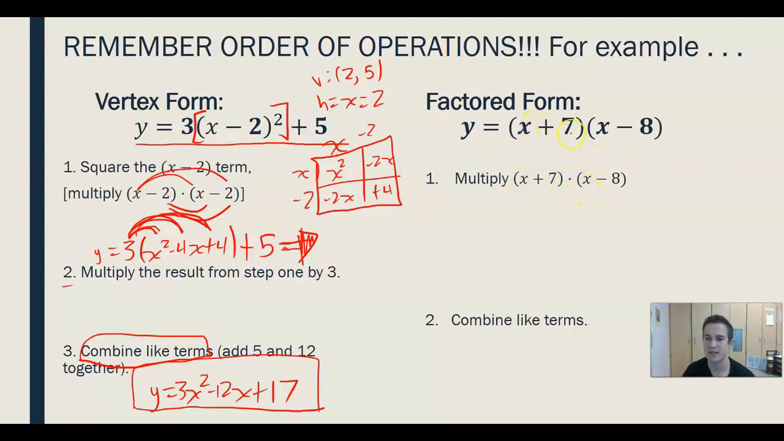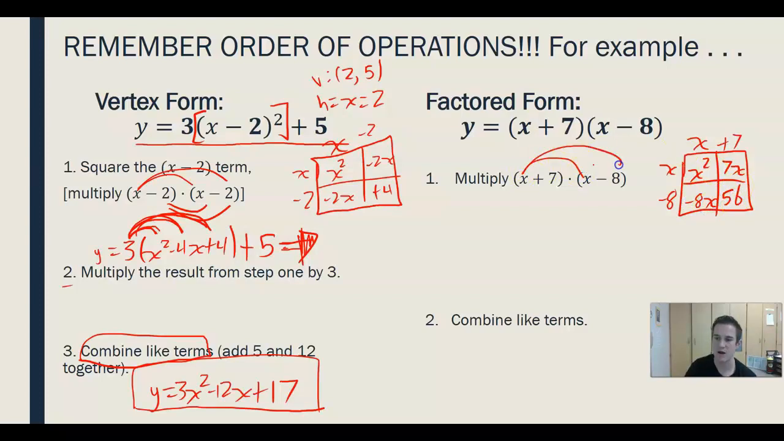Well, I have x plus 7 times x minus 8. They're being multiplied, so let's multiply them together and simplify this out. So again, you could either use the box method, x plus 7 times x minus 8. X times x is x squared. X times 7 is 7x. X times negative 8 is negative 8x. Negative 8 times 7 is negative 56. Or if you use the rainbow method, you could do x squared minus 8x plus 7x minus 56. This should be a minus 56.